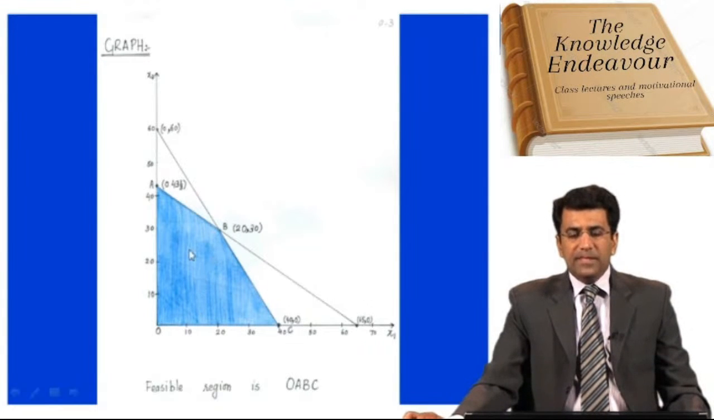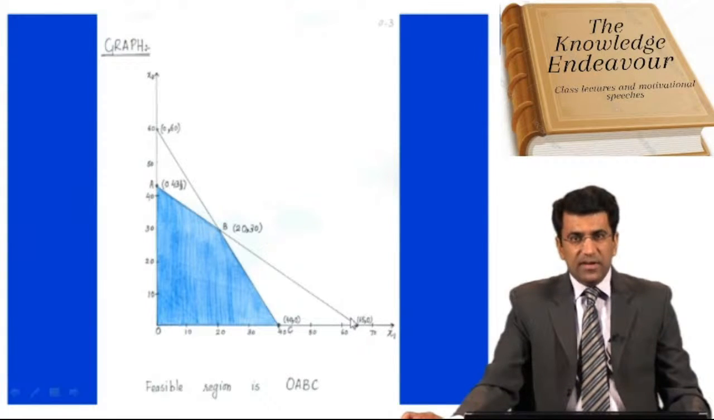So the highlighted area you can see on this graph is the feasible area, the area which is below this particular line as well as below this particular line. So actually this is the common area which is meeting both of our constraints. So this is our feasible region.